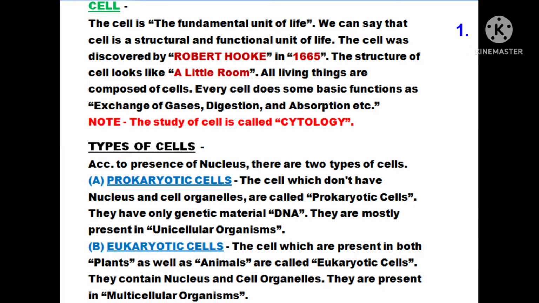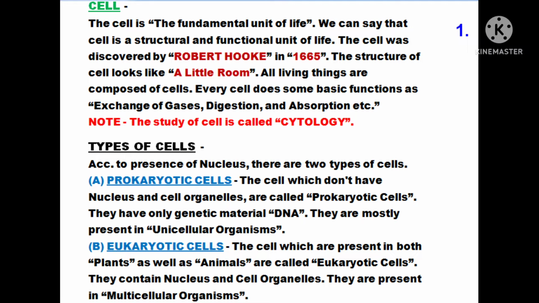Types of cells. According to presence of nucleus, there are two types of cells. A. Prokaryotic cells. The cells which don't have nucleus and cell organelles are called prokaryotic cells. They have only genetic material DNA. They are mostly present in unicellular organisms.